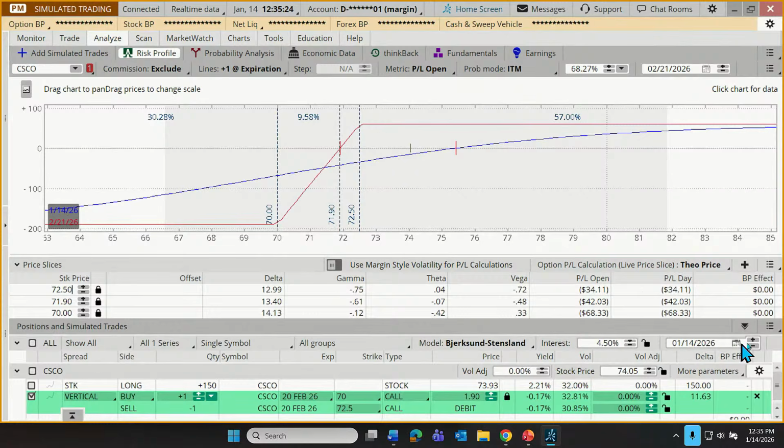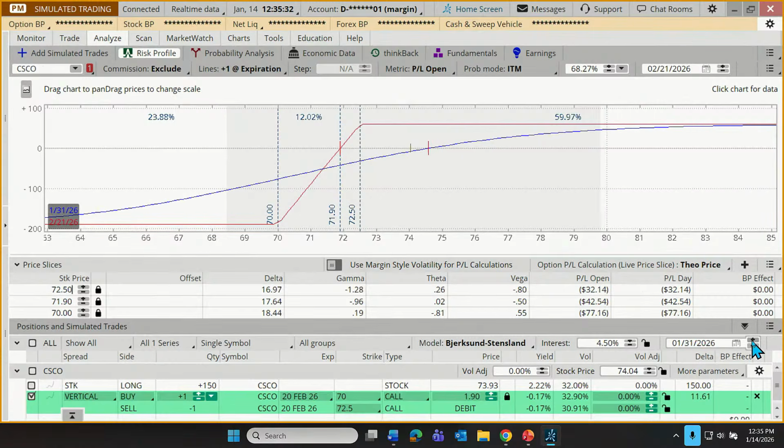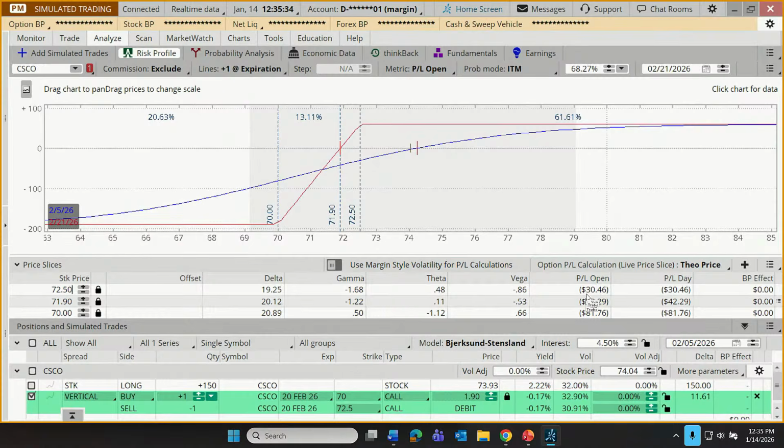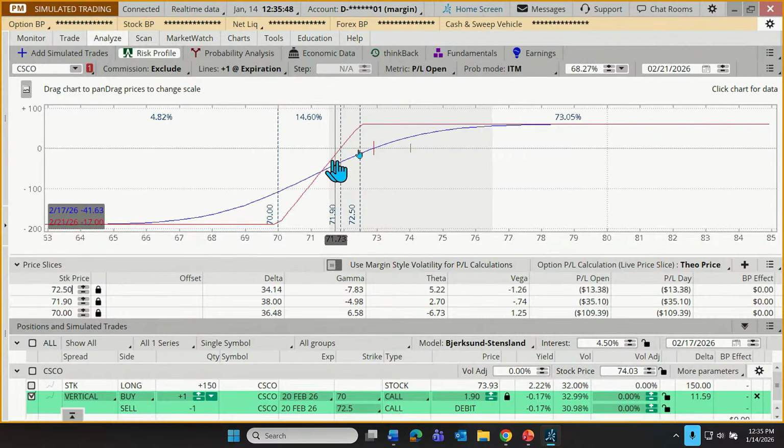So let's play with our blue line again, and let's advance up. And as we go, you'll see these numbers changing. So let's say, let's keep going. And as I move, you'll just notice the profit or loss is growing. We're getting closer and closer to expiration.